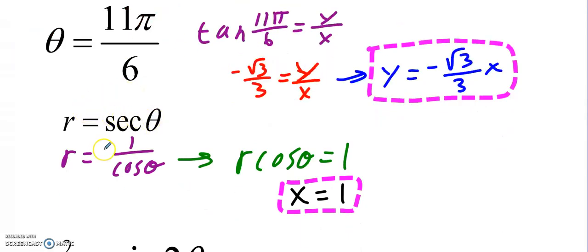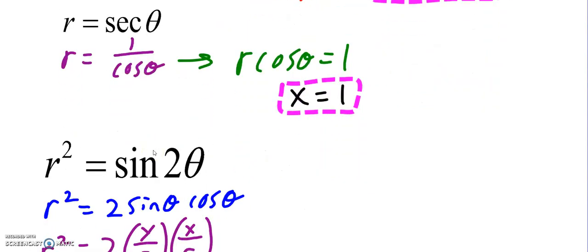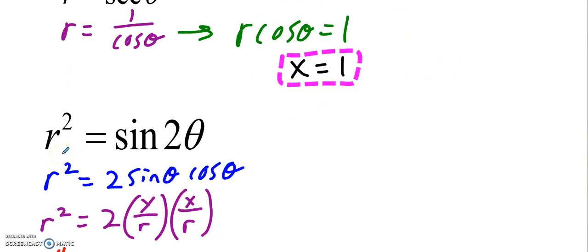r equals secant theta. Well, secant is 1 over cosine of theta. So I know that r cosine of theta equals 1. But r cosine of theta is x. So x equals 1. So again, this is a super simple vertical line in rectangular form. But in polar form, it looks more complicated. r equals secant theta. It's crazy. I'm amazed. And I'm the one teaching this.